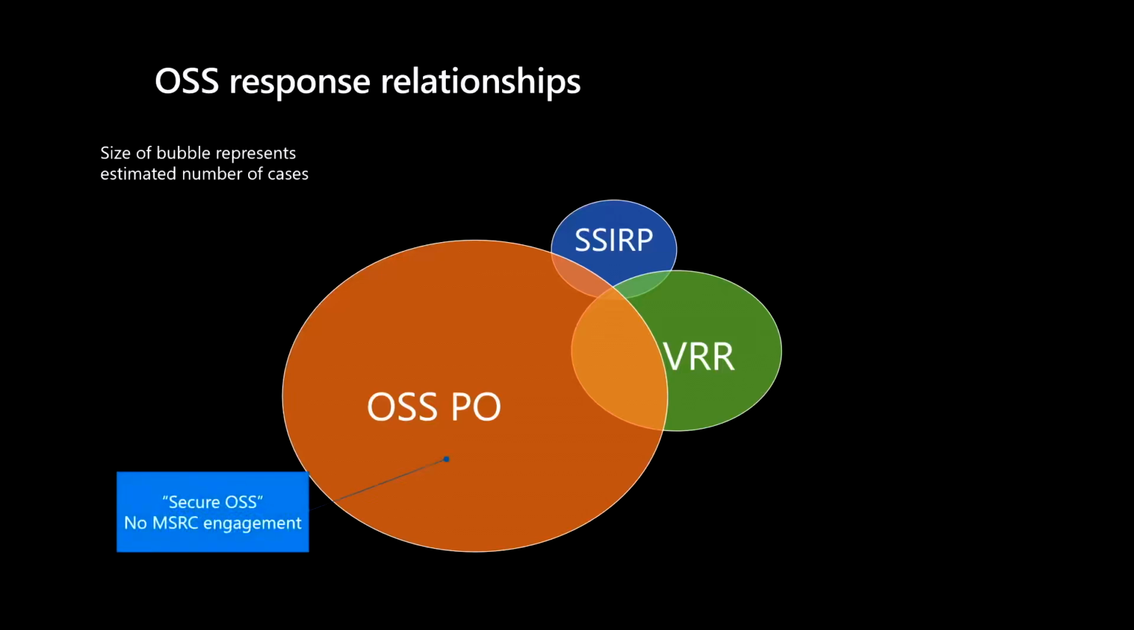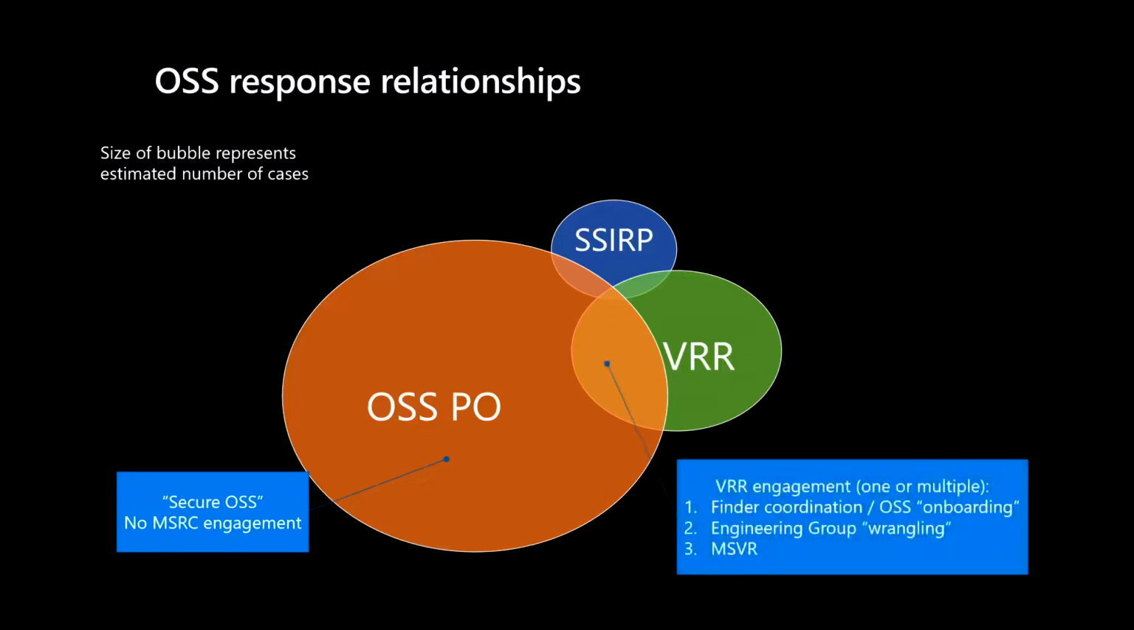That big area of the Venn diagram is obviously the secure OSS tasks that Michael talked about, and those will be managed by the OSS program office. There will be absolutely no MSRC engagement. Now, there is an area where we will interface with the OSS program office. Again, the most common scenario will be a finder that reports a vulnerability in one OSS component. We will use the programs and the tooling built by the OSS program office to find who's vulnerable and then get them into a remediation path.